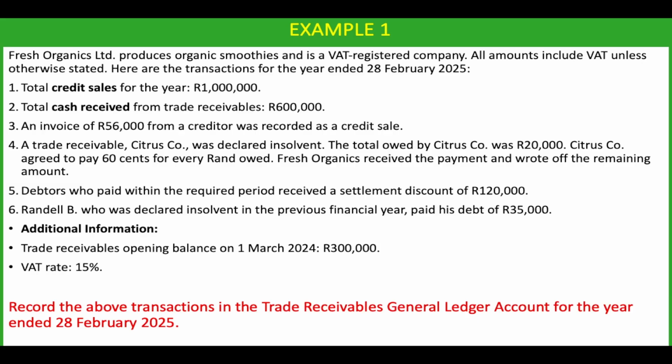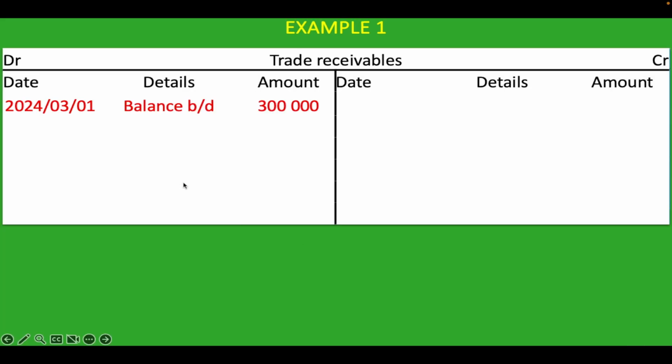And so let's go ahead and put this 300,000 on the debit side as a balance brought down, and we'll put our date as the 1st of March 2024. And here's how it's going to look. 1st of March 2024, that is the beginning of our financial year. If you're doing it for a month, for instance, then you'll put yours as the beginning of the month, and then the detail there is balance brought down, and the amount is 300,000 Rand. Easy as that.